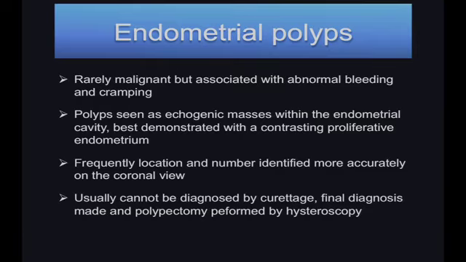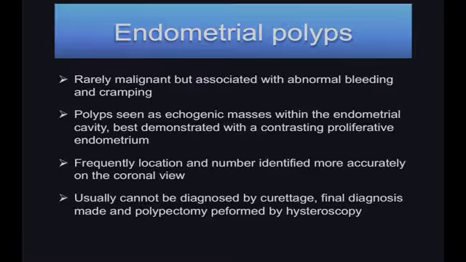So a little bit about endometrial polyps. They're rarely malignant but associated with abnormal bleeding and cramping. They're seen as echogenic masses within the endometrial cavity, best demonstrated with a contrasting proliferative endometrium. Frequently, the location and number are identified more accurately on the coronal view, as we did in this patient.